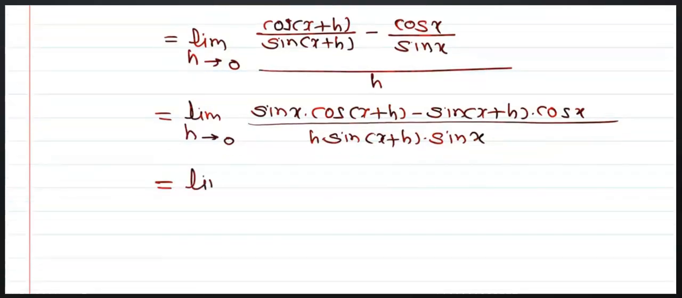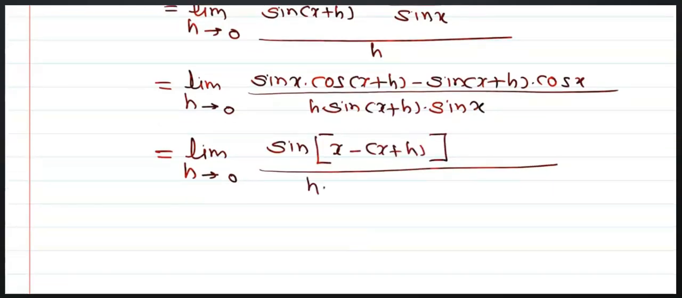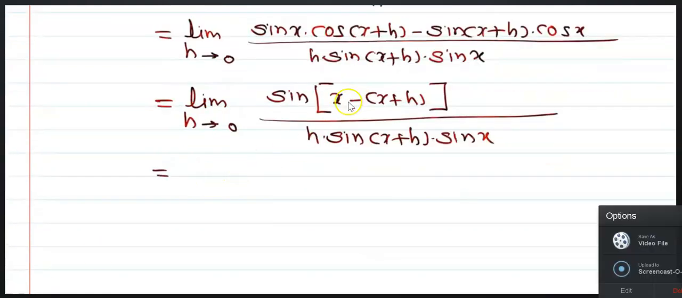Limit h tends to 0, sine of x minus in bracket x plus h, upon h into sine x plus h. Now if we open the bracket, now plus x and minus x get cancelled. Then you will get sine of minus h. But what is the sine of minus theta? Sine of minus theta is minus sine theta.